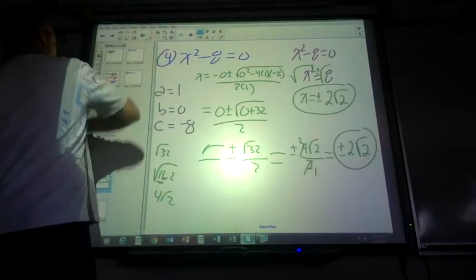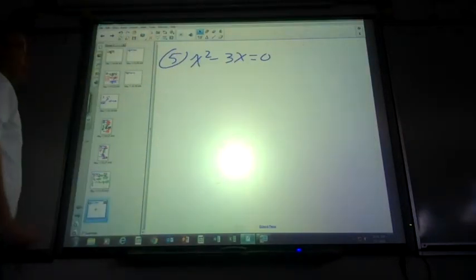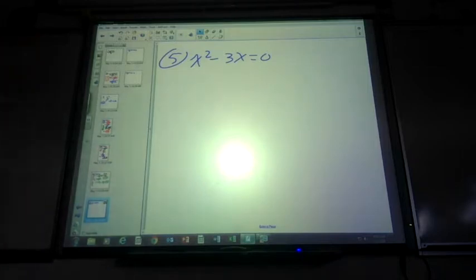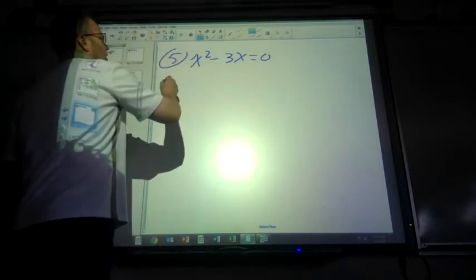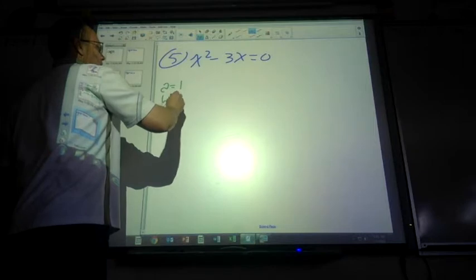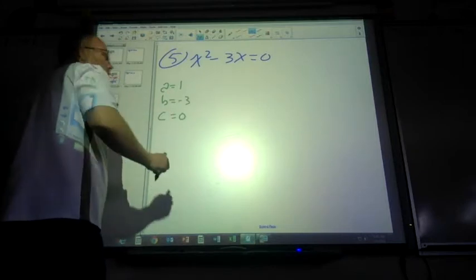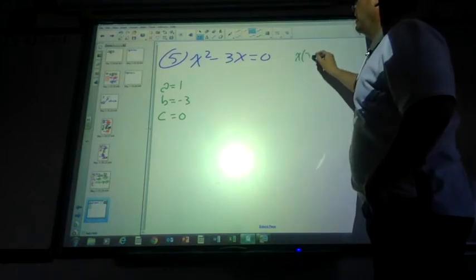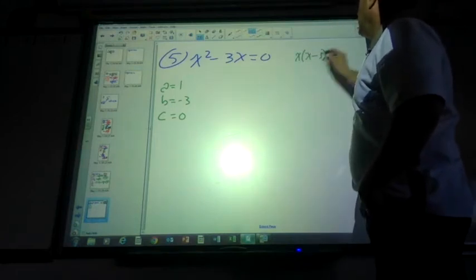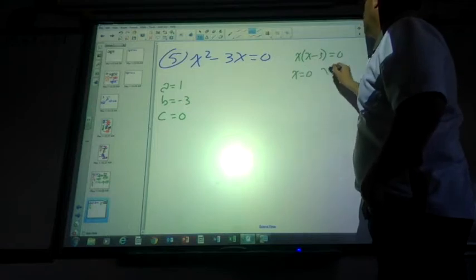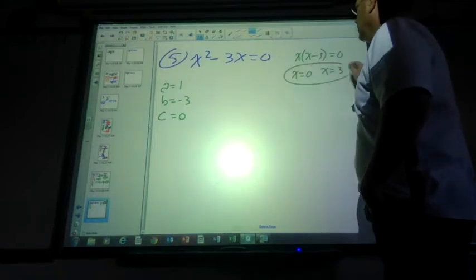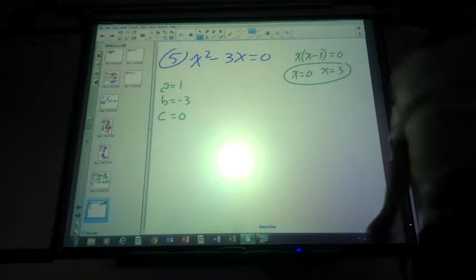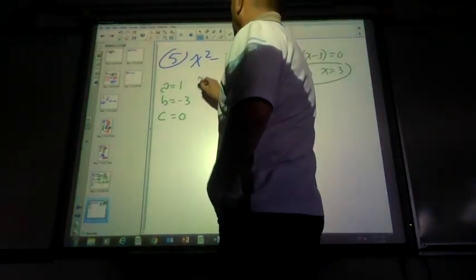All right, number 5. What value am I missing here? A, B, or C? C value. C value's gone. So I know my A value is equal to 1, my B value is equal to negative 3, and my C value is equal to 0. So a way you might look at this is, oh, I have a greatest common factor of x I could factor out. And then I could say, well, x has to be equal to 0 and x is equal to 3. Those are nice exact answers. I like that. Or you could plug in your quadratic formula.